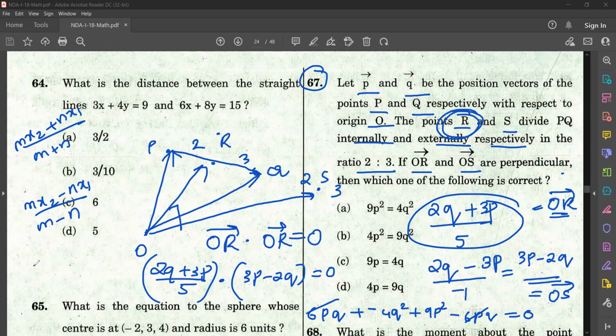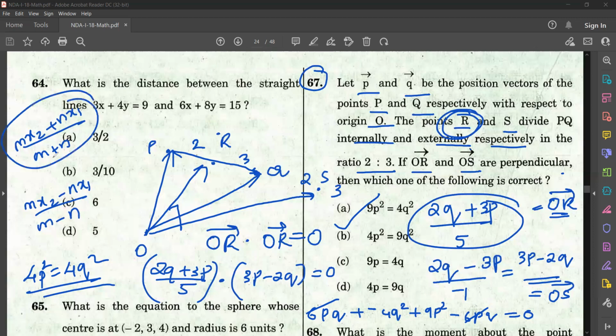You will get 9 P square is equal to 4 Q square. So which is the correct option? 9 P square is equal to 4 Q square. Option A is the correct answer. So only we have applied the section formula here. Okay. Let's go to the next question.